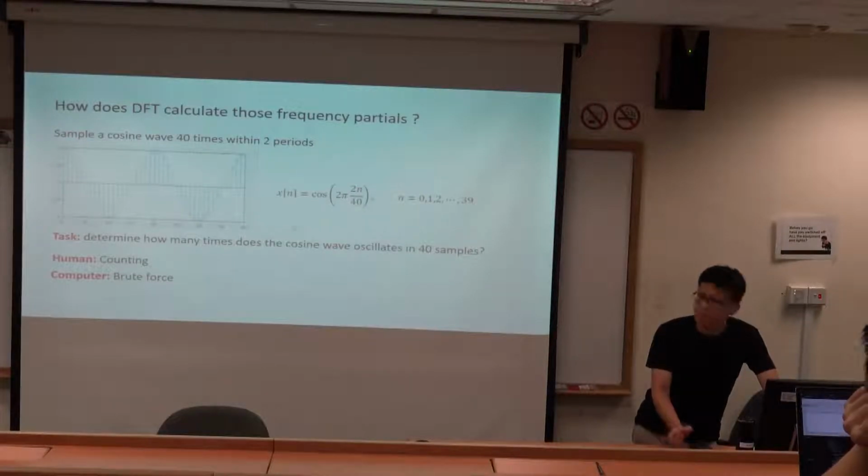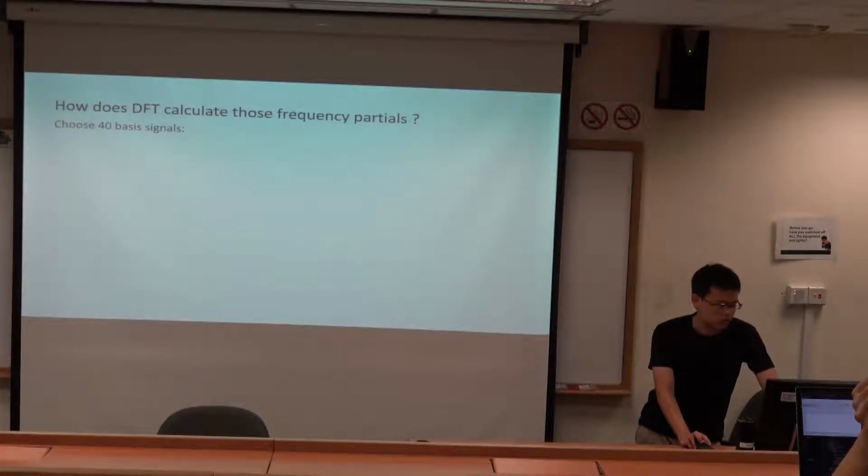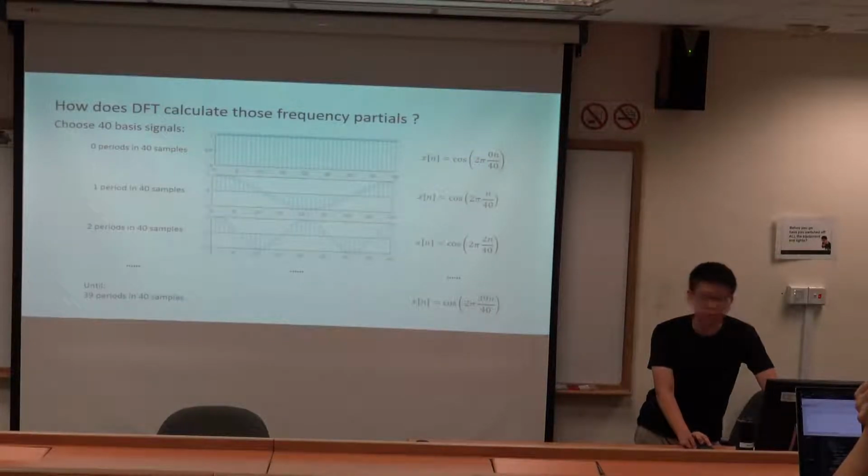And how does it do this? So, if I sample a cosine wave within 2 periods, with 40 samples, how does the computer calculate the frequency? It chooses 40 cosine bases, right? And here we only care about the first 20 bases, because we lose information in the second half.